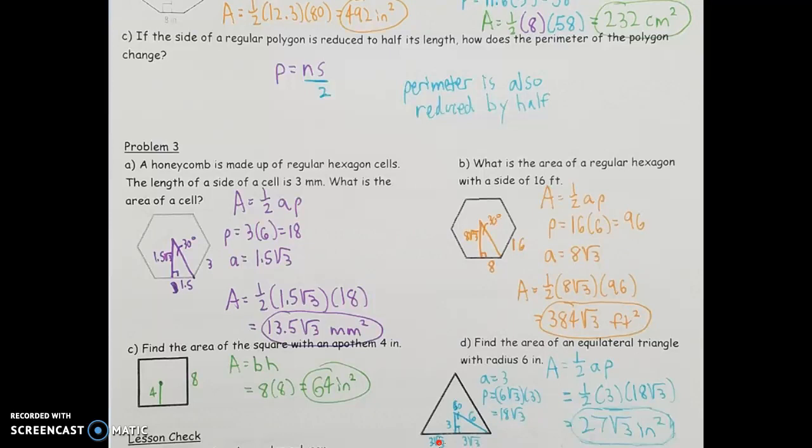So if I'm looking for a perimeter, that's going to be 6 rad 3 for a side length if I add those together, and I have 3 sides, so the whole perimeter will be 18 rad 3. And now just substituting in our formula, 1/2 apothem times perimeter should give me 27 rad 3 for that.